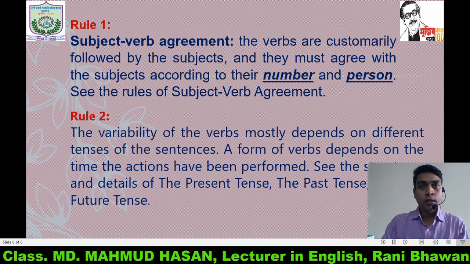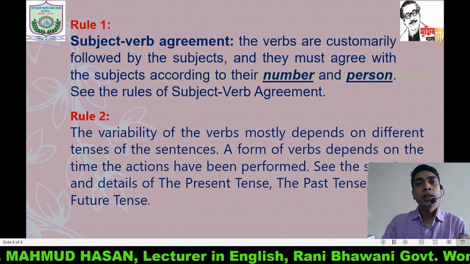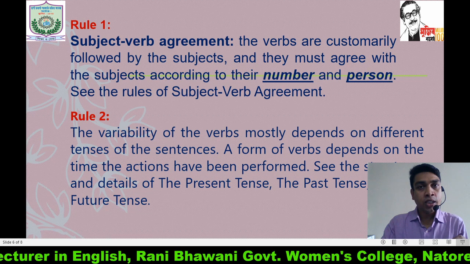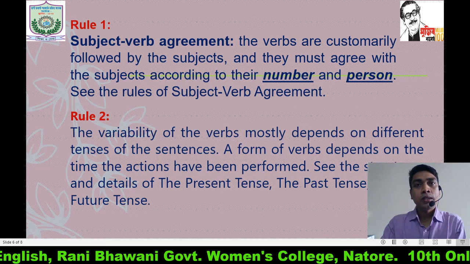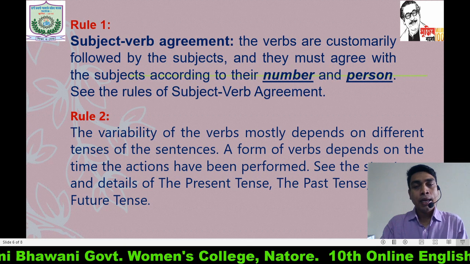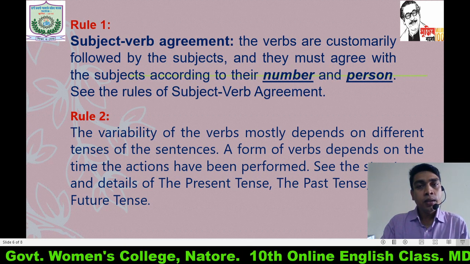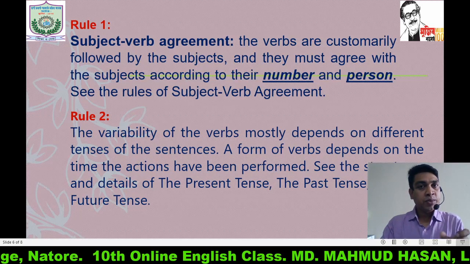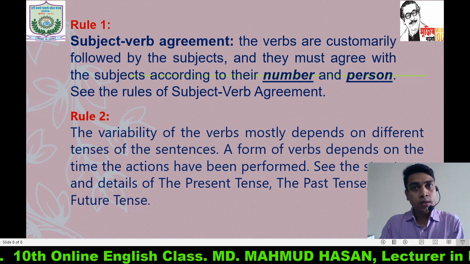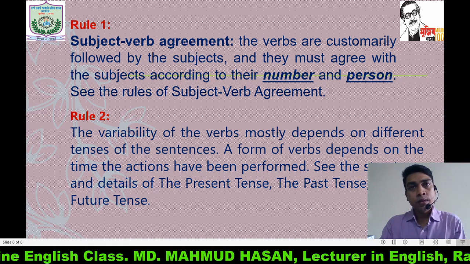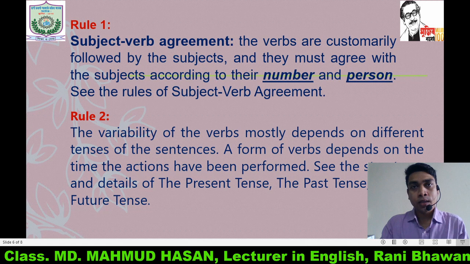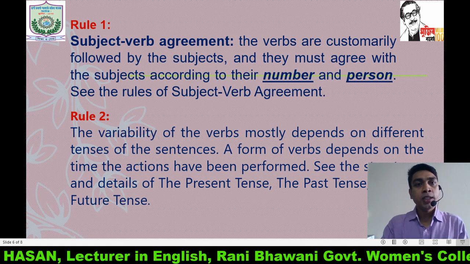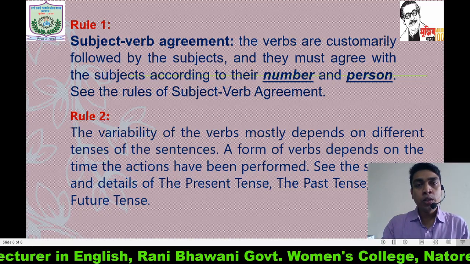If I say, Mr. Rahman is a good student, it is singular. The subject is singular, so the verb is singular here, is. Mr. Rahman and Mr. Rohim are good students. The subject is plural, Mr. Rahman and Mr. Rohim. The verb is also plural, are. Like this, there are numerous examples, there are numerous rules.